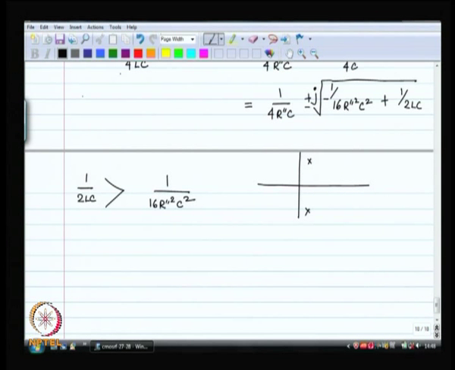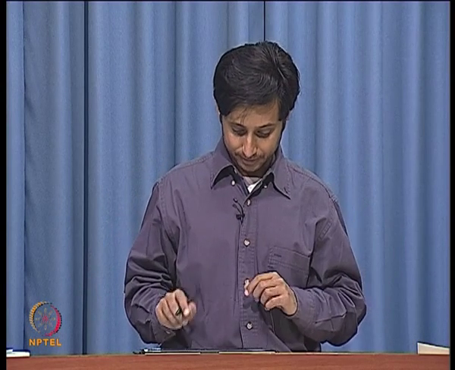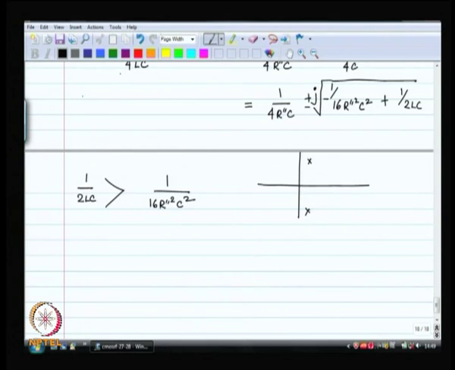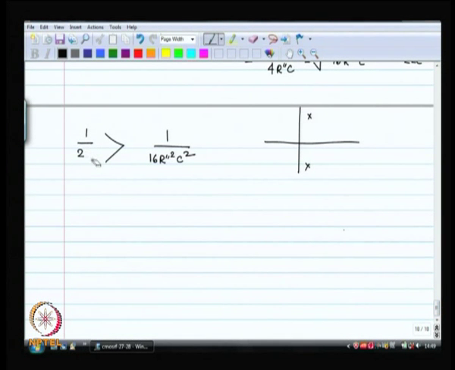But if this inequality is not maintained, that is if 1 by 2 L C is no longer greater than 1 by 16 R prime squared C squared, then unfortunately the poles are going to start appearing on the real axis. Yes, you are going to get a pair of poles, but they will be on the real axis, which is not particularly exciting. Why? We will just come to it. So, this means that, just simplify a little bit more.